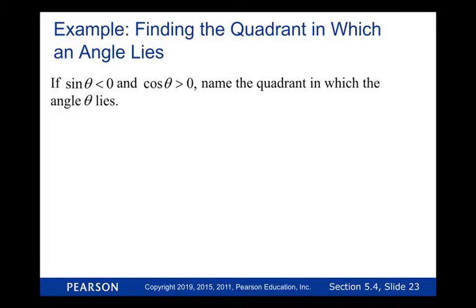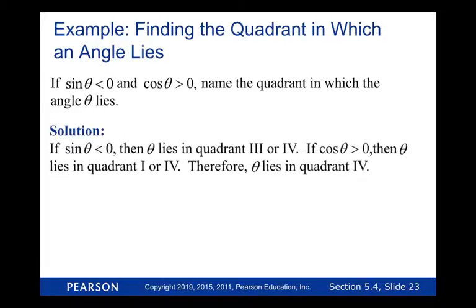Does that make sense? Is that right? We should be in quadrant 4. So it says if our y is negative, our x is positive, what quadrant are we going to be in? We said 4. So therefore, theta lies in quadrant 4.